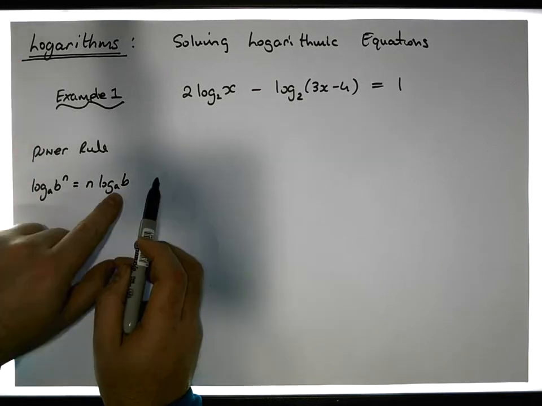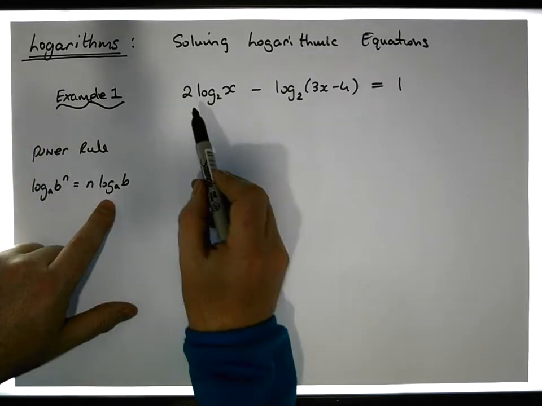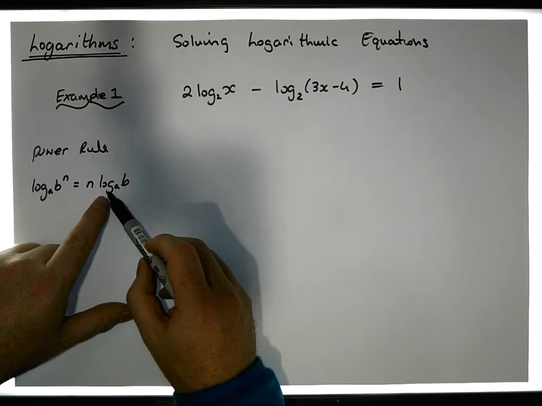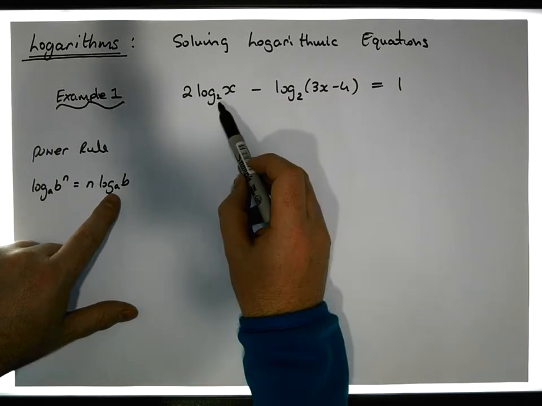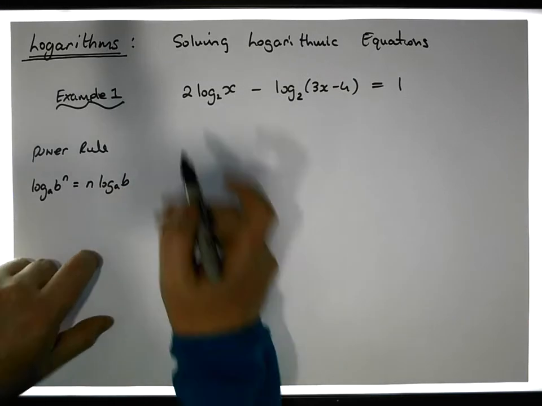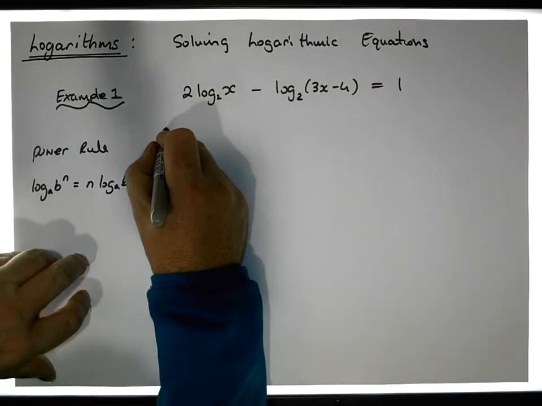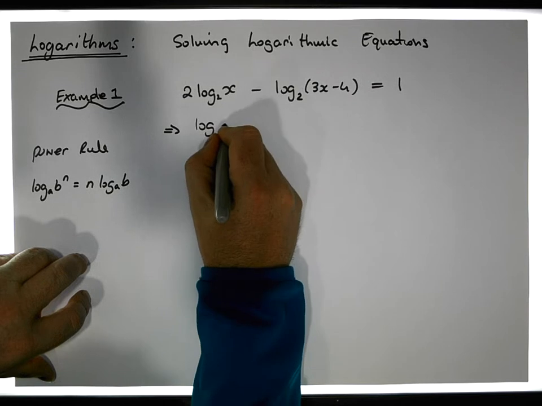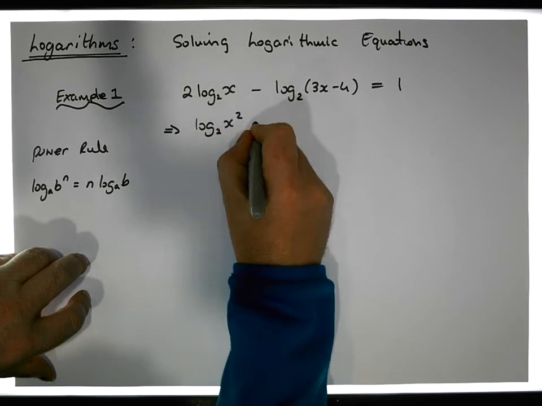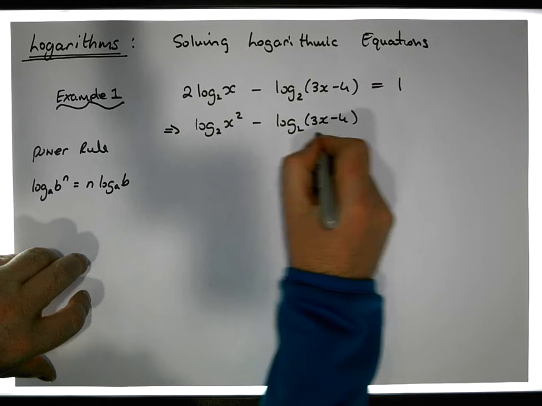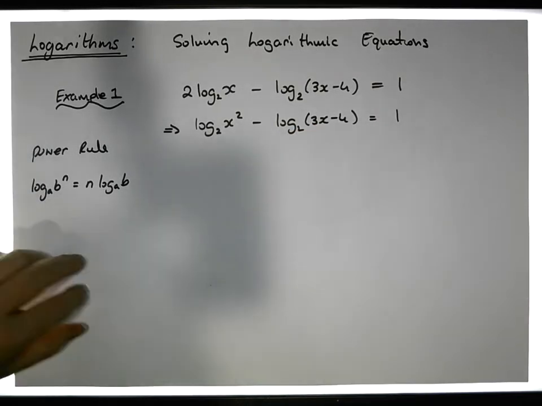Actually, we can reverse this. We can go back in this direction. You can see this looks quite similar to this, where n is 2. We have the log, the base a is 2, and the value that we want to get the log of, b, is our x. So this implies that log of x squared to the base 2 minus the log of 3x minus 4 to the base 2 must be equal to 1.